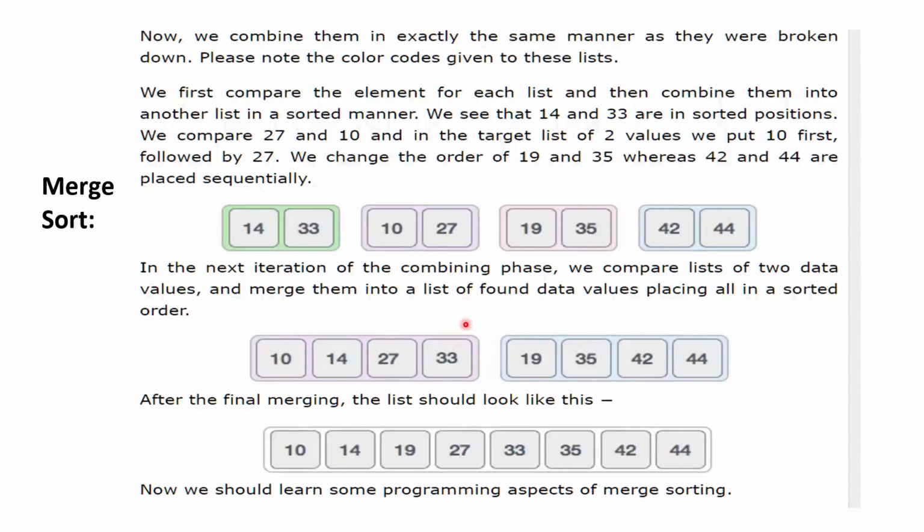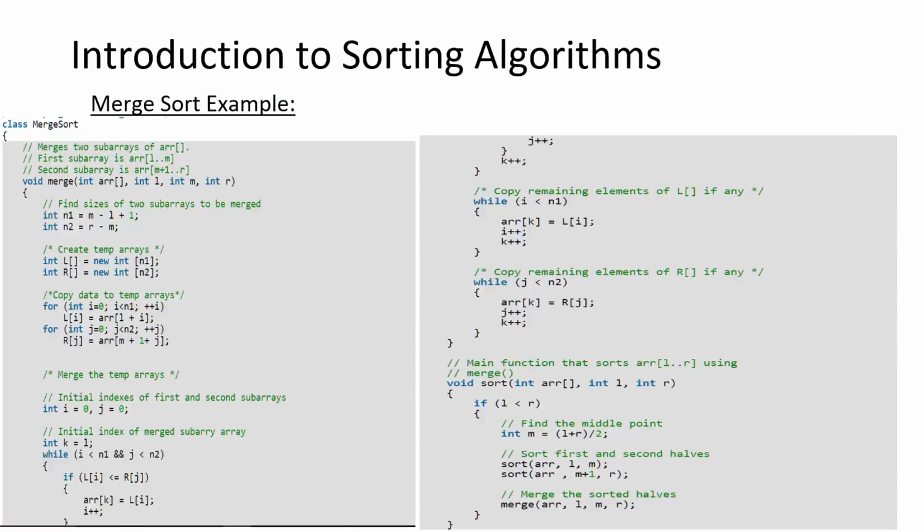So the merge sort is a sorting in an iterative approach. So it breaks into smaller arrays and then recombines while sorting. So it sorts in an iterative manner.